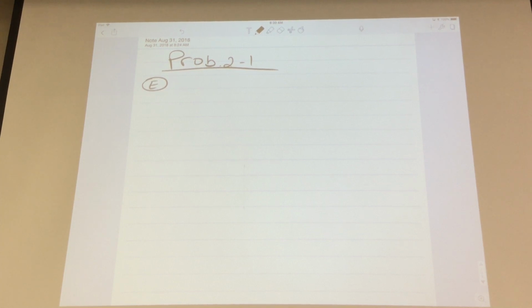Homework was to finish problem 2-1, so you needed to write the journal entries and then post those to their T accounts. I think we left off with letter E.